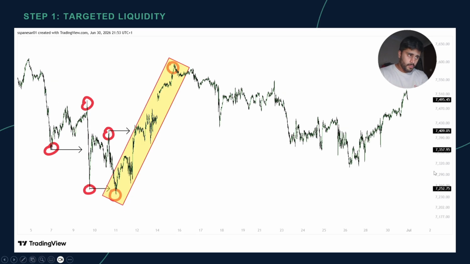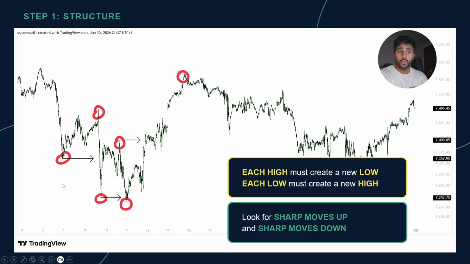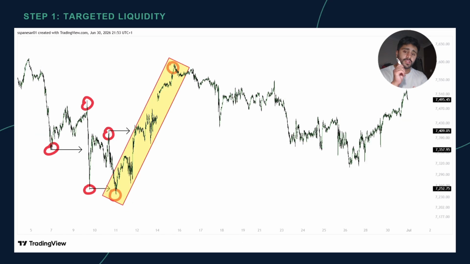Once you get good at marking out structure in this way, we then move on to step 2, because step 2 is about targeted liquidity. So we've taken step 1, the structure step, and combined it with step 2, the T step, which is targeted liquidity. Targeted liquidity stands for essentially taking the most recent low and the most recent high. Everything in between is known as a dealing range or structural dealing range.